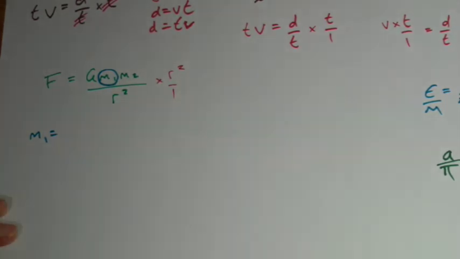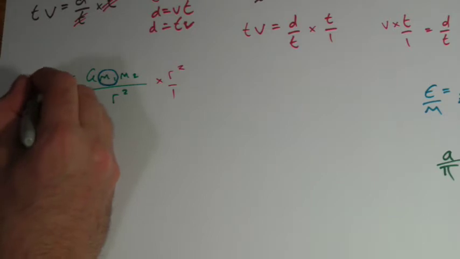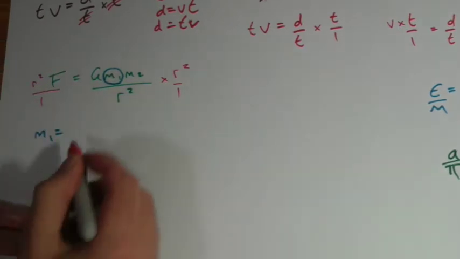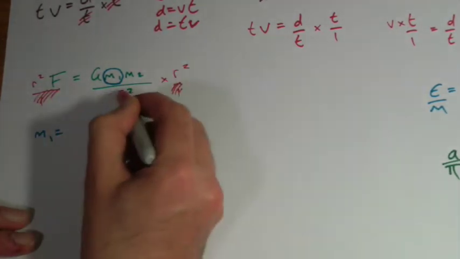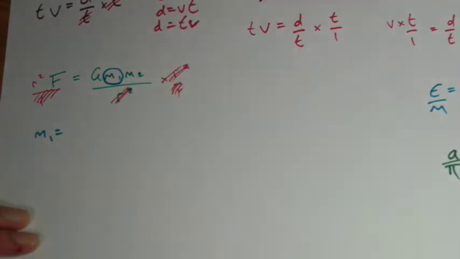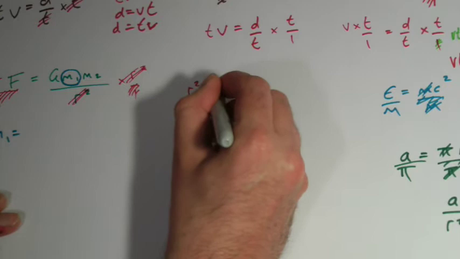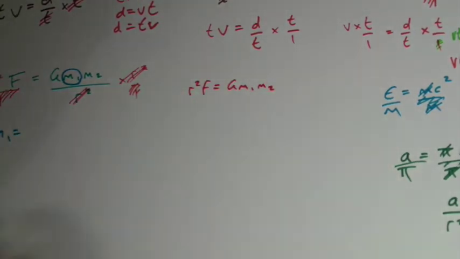Remember, I could write it like that if I wanted to, but I don't have to. I'll just write it all out just to show you that it's actually the same thing, okay? I ignore the ones. R squared on top, R squared on bottom. So now my new formula is this: R squared times F equals G M1 M2. Okay, now I've got it in a straight line.